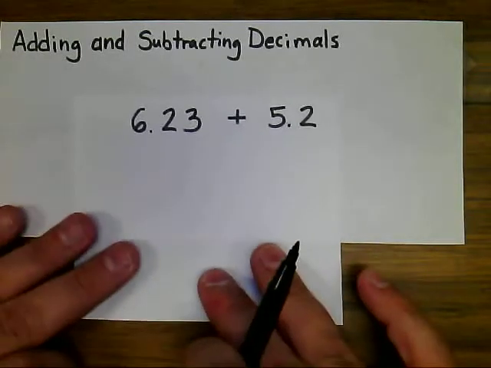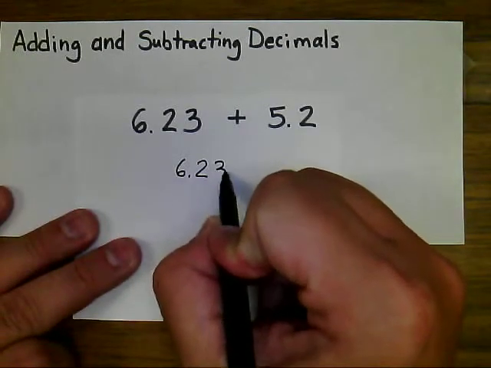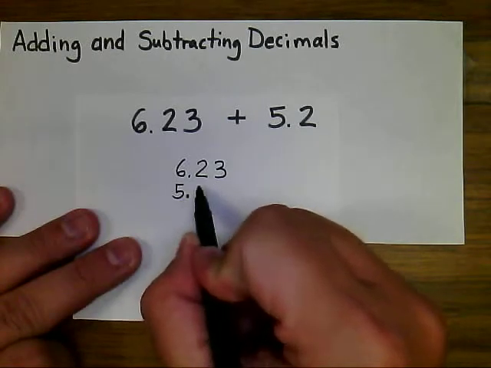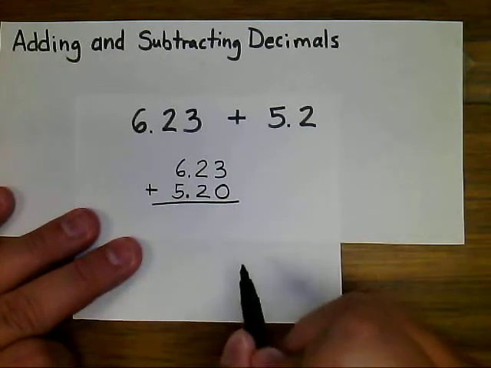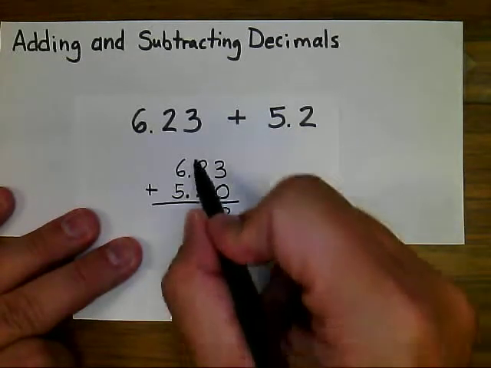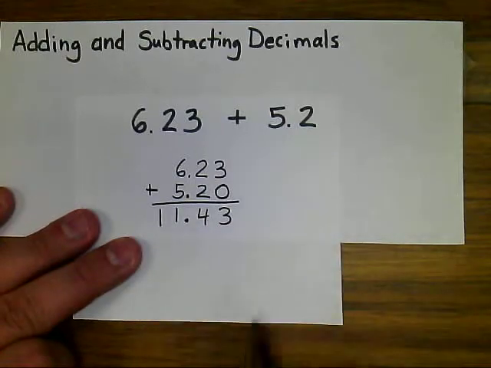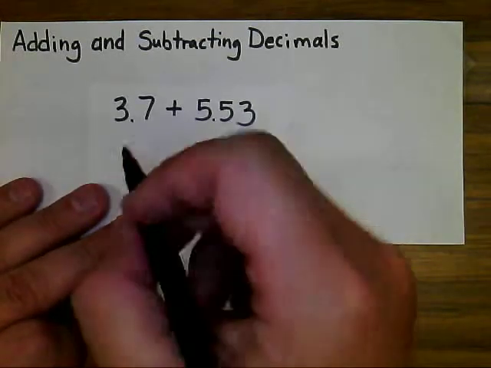Another example, and again, it's very important that we recognize that we write it in the vertical format. You'll notice that I put the decimal point in first and then place the numbers in around it. And again, place a 0 there to hold that spot. 3 and 0 is 3, 2 and 2 is 4, 6 and 5 is 11, and bring the decimal point straight down in my sum.